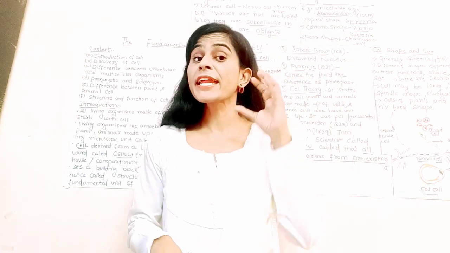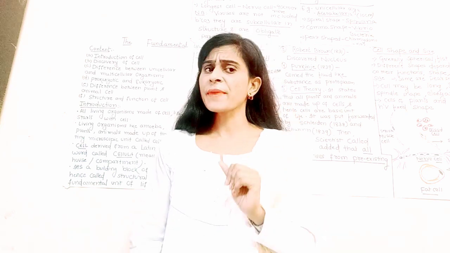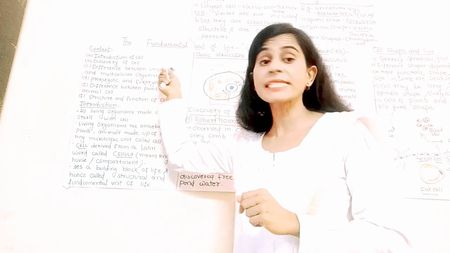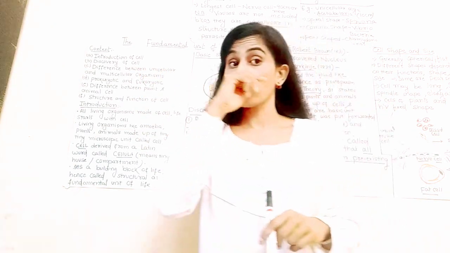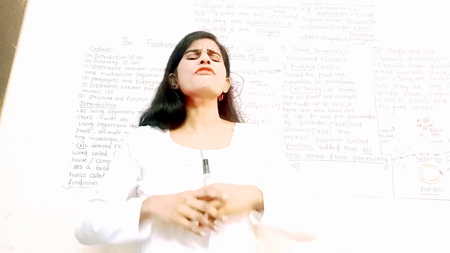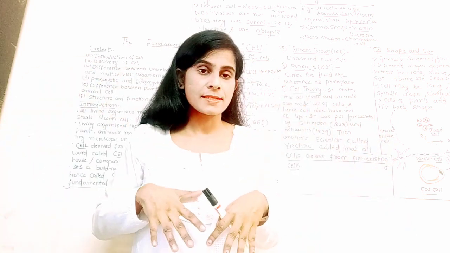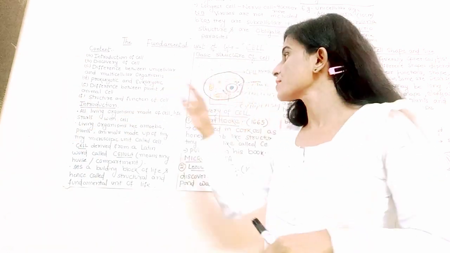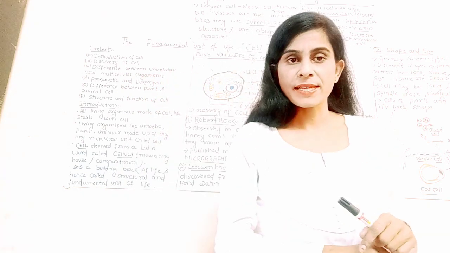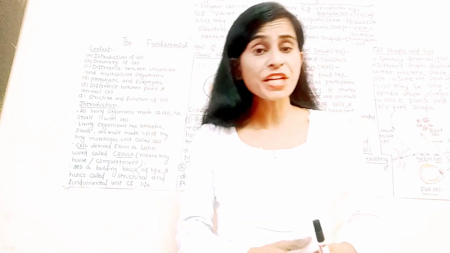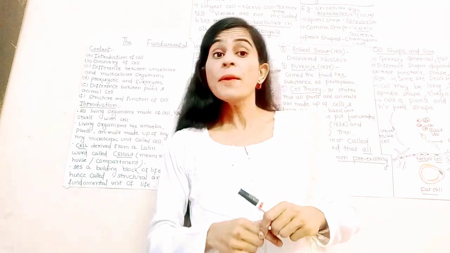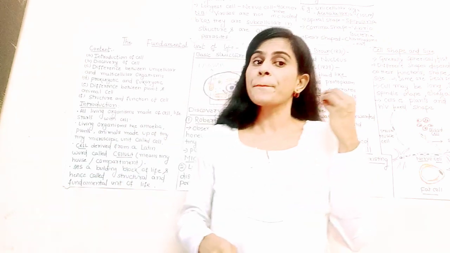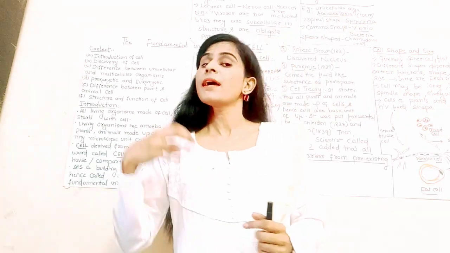Unicellular means what? When an organism's body is made up of a single cell, such organisms are called unicellular organisms. And when a body is made up of a number of cells, just like us, such organisms are called multicellular organisms, guys. So here we are going to differentiate between unicellular and multicellular organisms. And again we will see the difference between a typical plant cell and a typical animal cell.